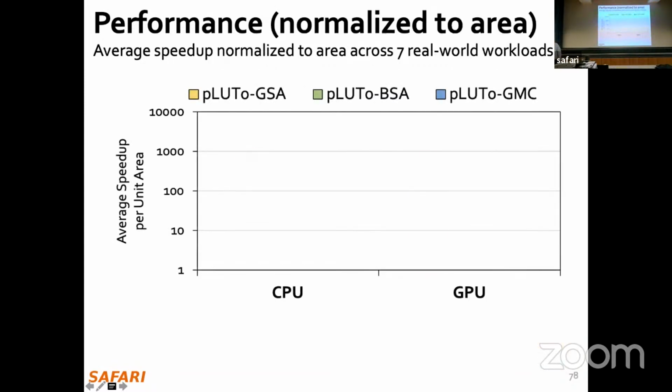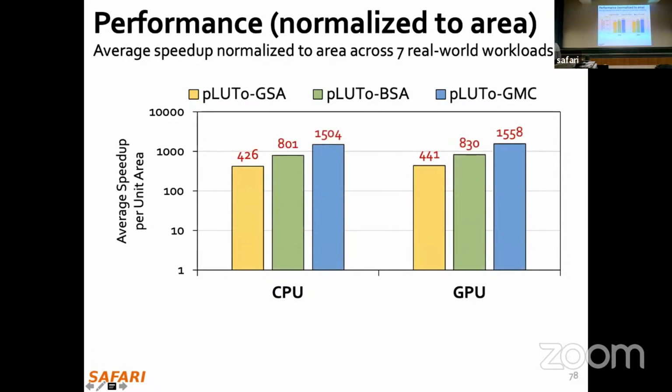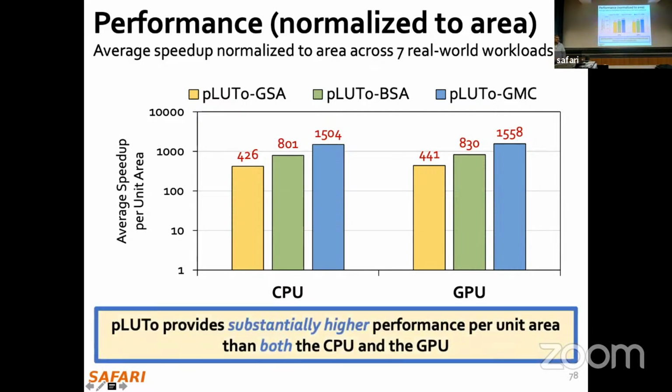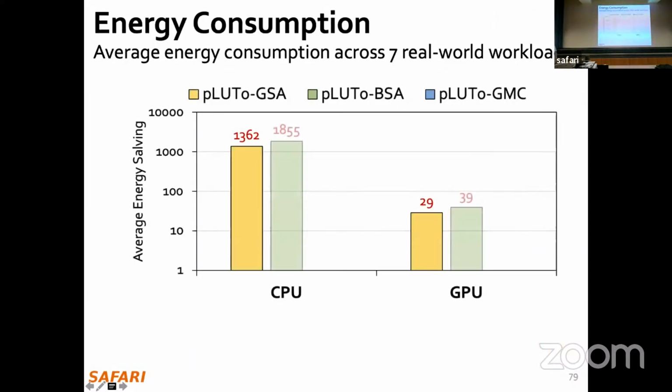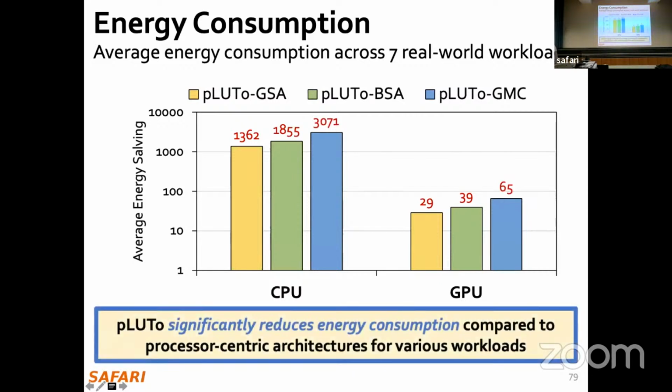If you normalize the performance to the area, we see similar trends. The performance improves as we change the pLUTo design. And since we are normalizing based on the area overhead of the system, we see that pLUTo can provide substantially higher performance per unit area compared to both CPU and GPUs across all of the pLUTo designs. And in terms of energy consumption, again, similar trends. The main conclusion here is that pLUTo can reduce energy consumption compared to all of the processor-centric architectures across all of the evaluated workloads.